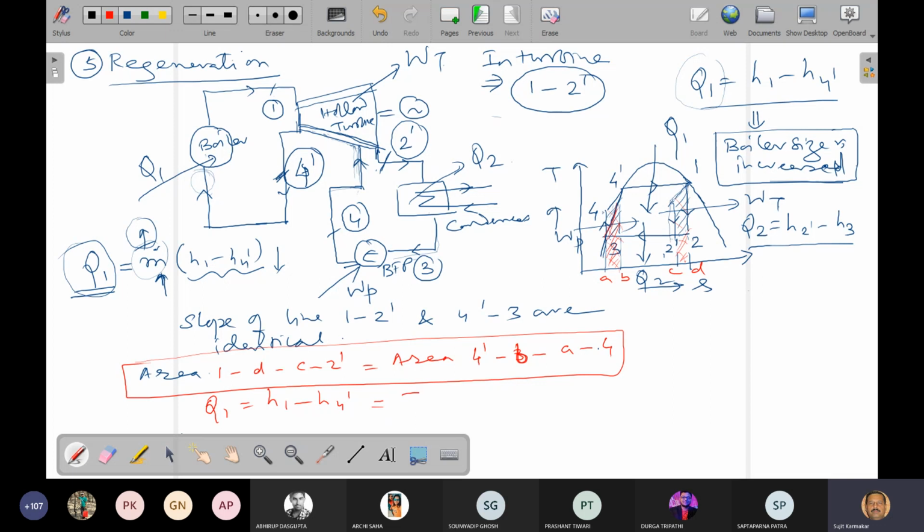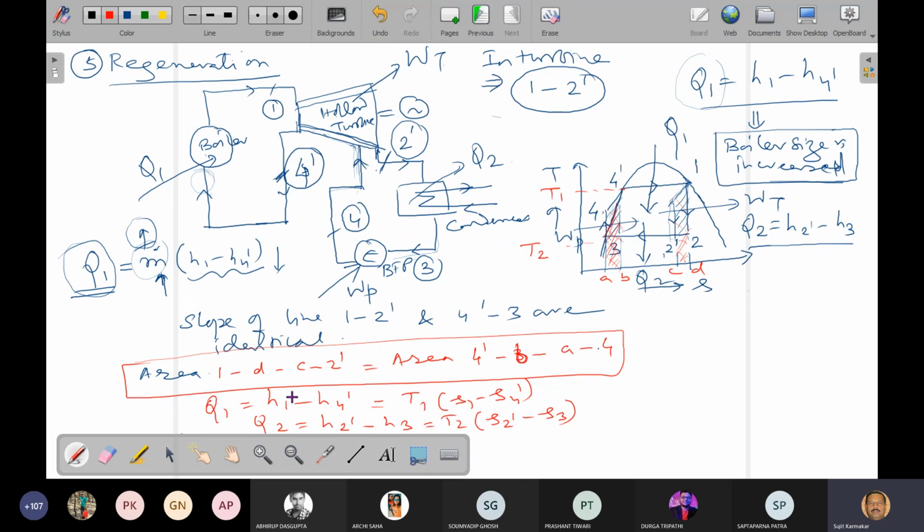That should be equal to what? Suppose I am taking this temperature is equal to T1, because from 1 to 4 dash to 1 the temperature is constant. Similarly 2 to 3 also the temperature is constant, so I am taking it as T2. So Q1 should be equal to T1 into S1 minus S4 dash. Similarly Q2 should be equal to H2 dash minus H3, that should be equal to T2 into S2 dash minus S3.